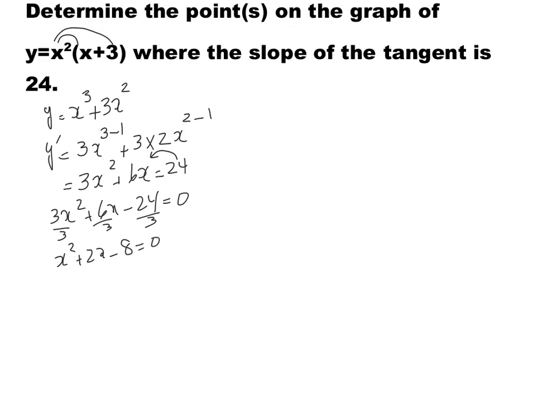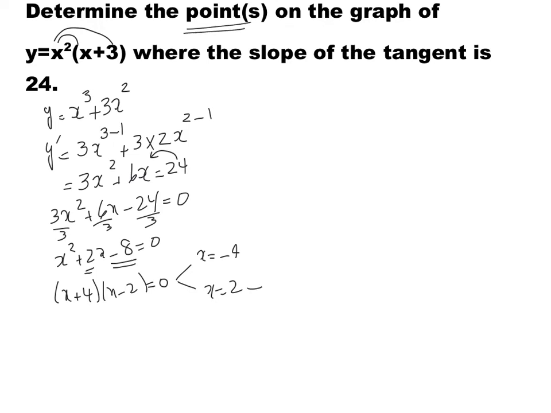The coefficient is 1, so I'm going to use the sum product method. Looking for two numbers, the product is negative 8 and the sum is 2. Those two numbers are 4 and negative 2, so this is x plus 4, x minus 2 is equal to 0. So from here I get x is negative 4 and x is 2. Now I have to find the y coordinate because it wants the points here.